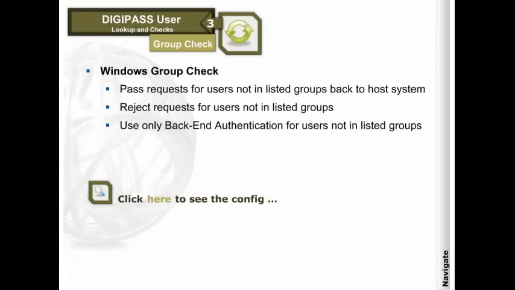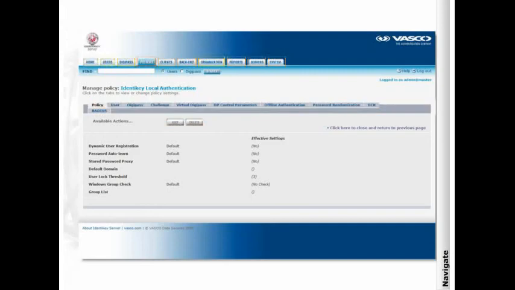Use only backend authentication for users not in listed groups. This mode can be used when backend authentication is set up. The Identikey server will just use backend authentication for users who are not in one of the defined groups. The policy user info is displayed here.